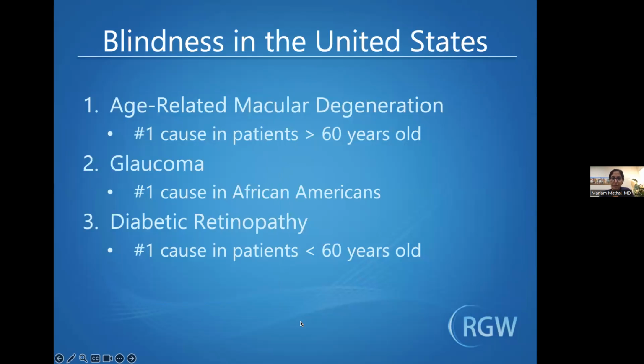So the three major causes of blindness in the United States: number one is age-related macular degeneration, the number one cause of blindness in patients greater than 60 years old. Glaucoma is the number one cause of blindness in our African American population. And diabetic retinopathy is the number one cause of blindness for patients less than 60 years old. And unfortunately, number three is gaining.